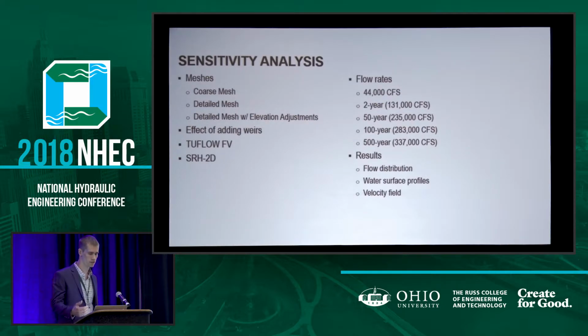So I looked at a variety of flow rates there: 44,000 CFS, which is a low flow, and then the 2, 50, 100, and 500-year flows, and looked at how these different mesh geometries at different flow rates affect the results. So flow distribution in a couple areas, water surface profiles throughout the pool, and the velocity field.